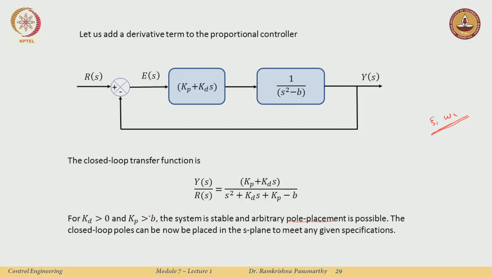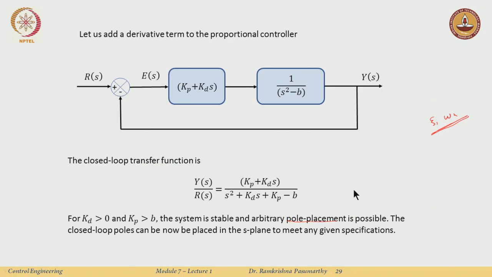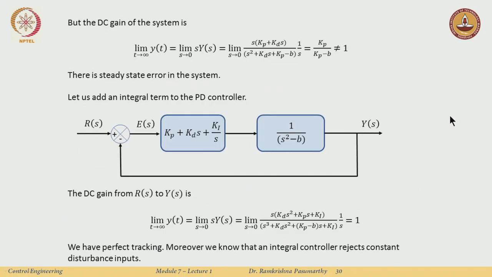Okay. So, this Kp greater than b is also necessary here, right. When this Kp is greater than b, then I have marginal stability. Okay.